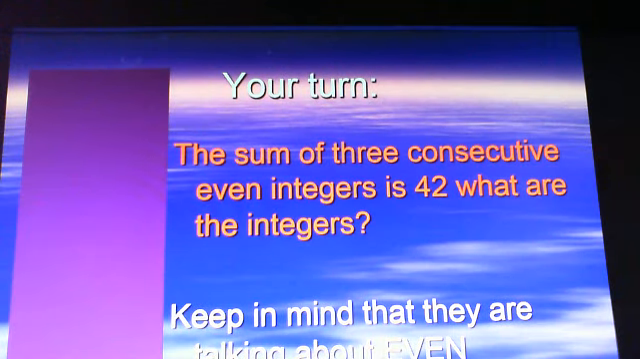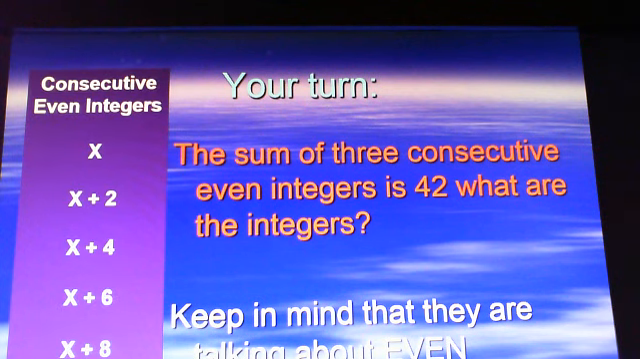Your turn. This is your chance to make it good. The sum of 3 consecutive even integers is 42. What are the integers? So you need to go ahead and type your little problem in. And keep in mind that they're talking about even integers. What list do we need to use for even integers? That's correct. We got to use the consecutive even integers list. So go ahead and pause the tape and see how you do with just setting up the problem. That's all I want you to do is set up the equation. Don't want you to solve it yet.